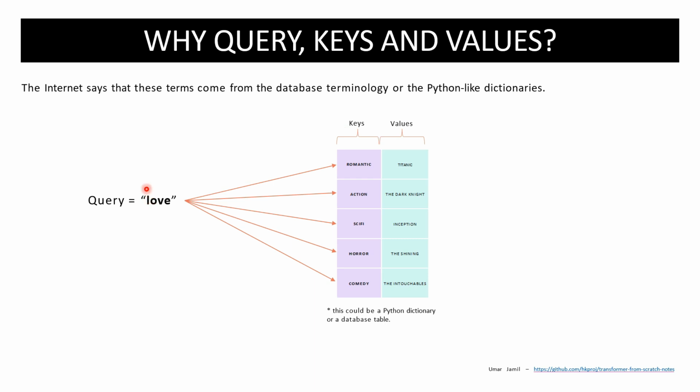So in the dictionary, let's say I am keeping here one query called the love. Now based on the love, it will try to create some kind of arrow. Using this love, we can demonstrate the romantic, because love is always romantic, and the value is called the Titanic. And romantic and the comedy is nothing but related to the love. So that's why you use the query, key, and the value in our self attention.